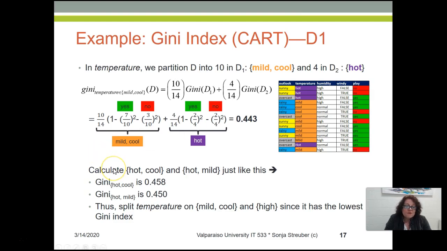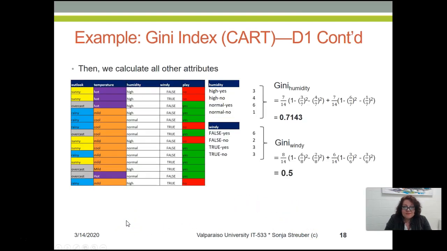We do that for the other splits as well. If we calculate the same thing for hot and cool versus mild split, our index will be 0.458. If we calculate this for a hot and mild versus cool split, we receive 0.45 as the result. So our split on temperature for mild and cool versus hot has the lowest Gini index.